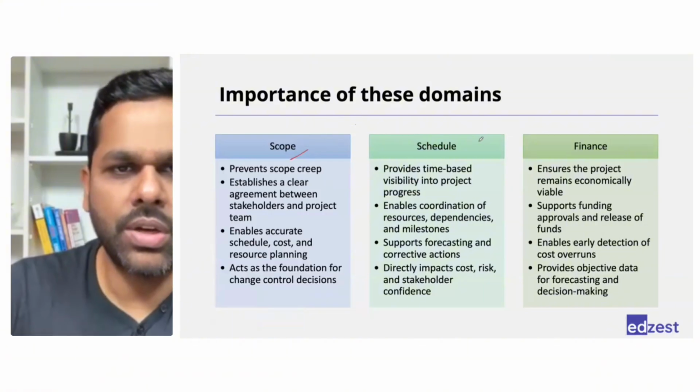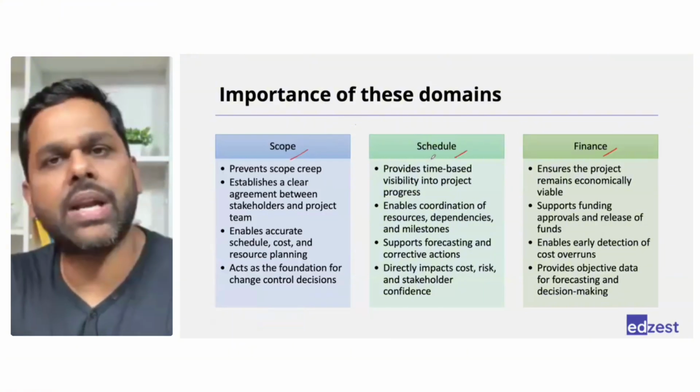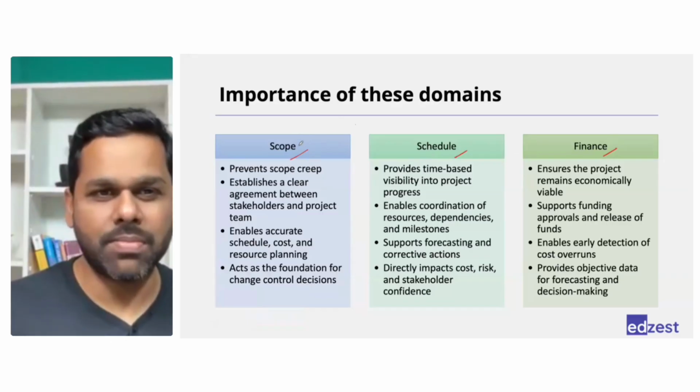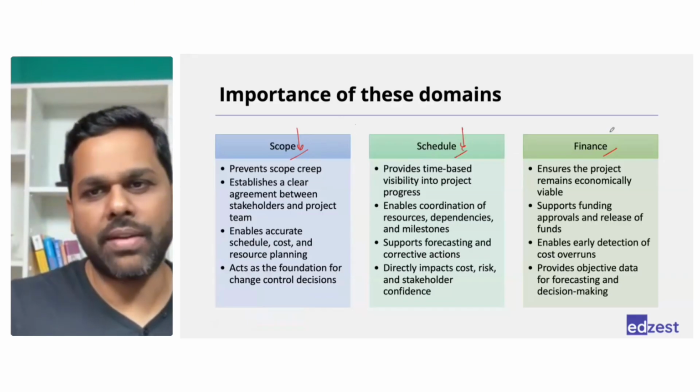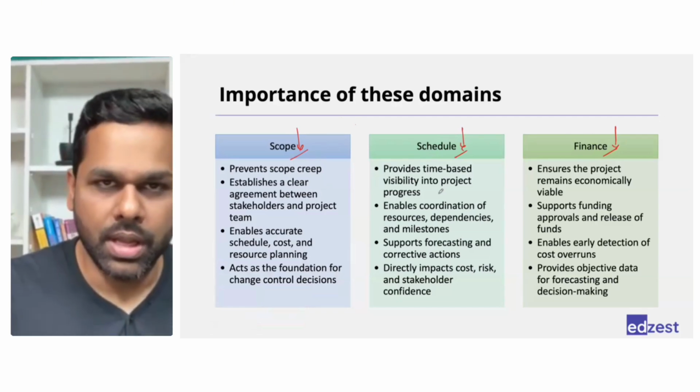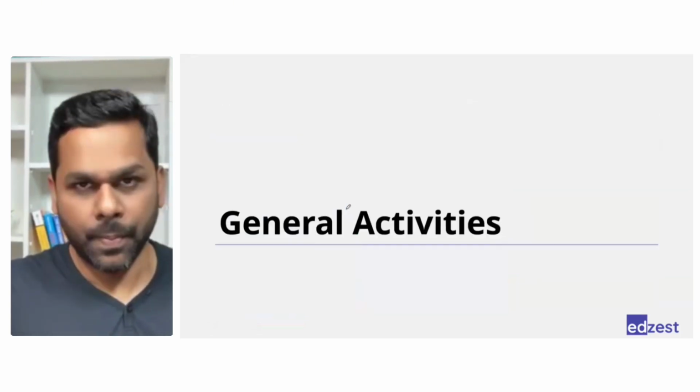So that was about the introduction to these domains. Now let us try to understand what activities happen. How do we do it? We said that we must manage scope, schedule, and finance well. How do we do that? What activities do we carry out? Let us discuss those.